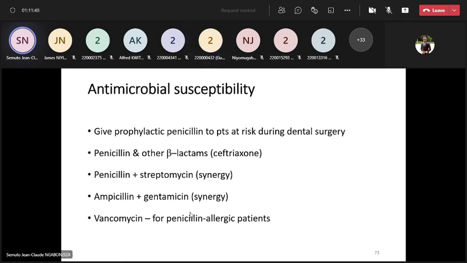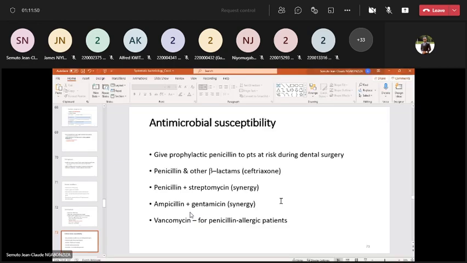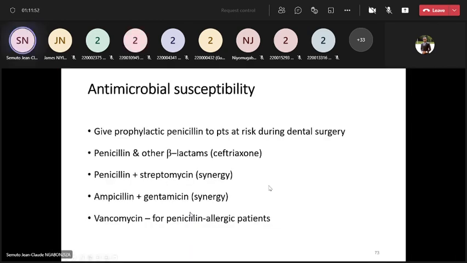Do you see my slide? Do you see the slide?